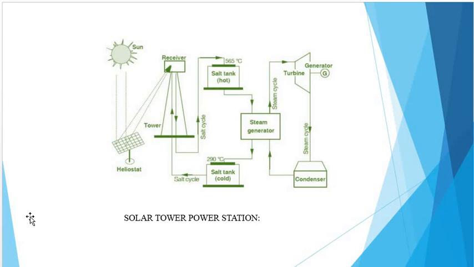So sun radiation is collected in the heliostat. This collected radiation is reflected to the receiver. The receiver directs it to the tower. The tower converts it into thermal energy, that is heat. The heat superheats the salt in a tank. Then it produces steam. The steam rotates the turbine. The turbine is attached to the generator.